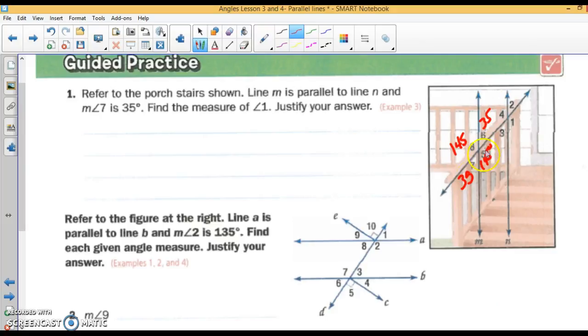Now, since this angle clump and this one are formed by a transversal cutting parallel lines, I can also fill these in, slide it, 145, 145.